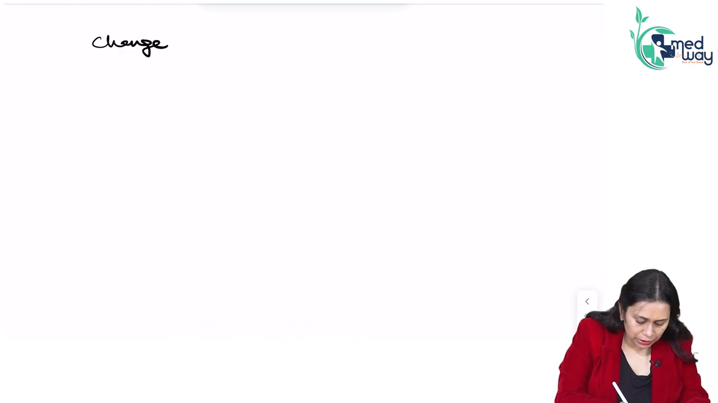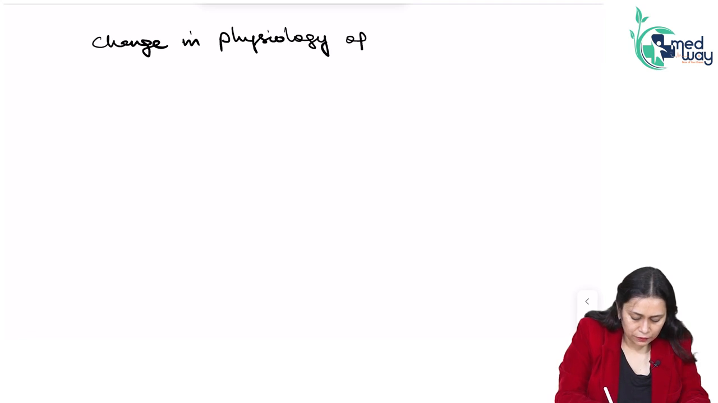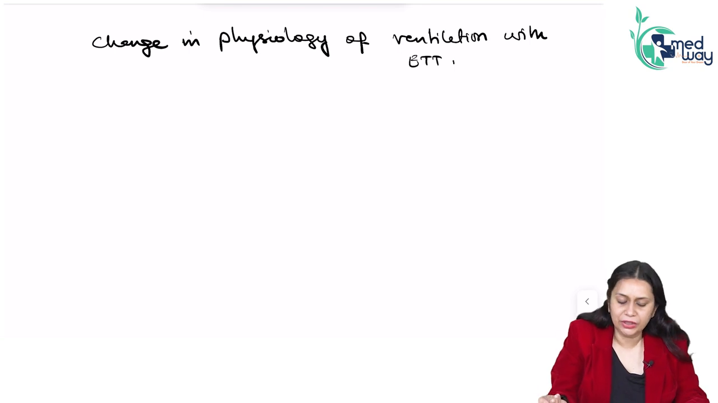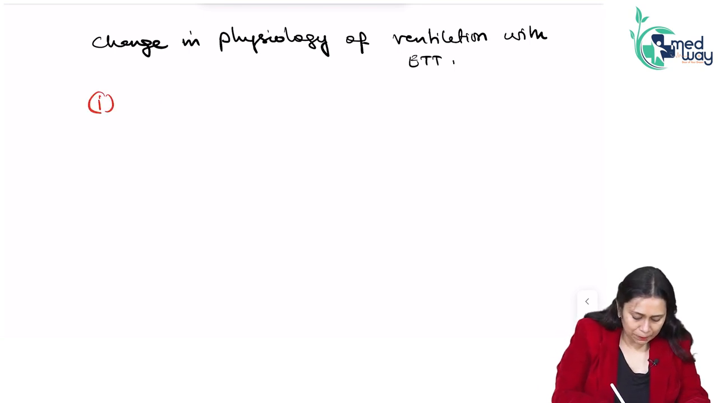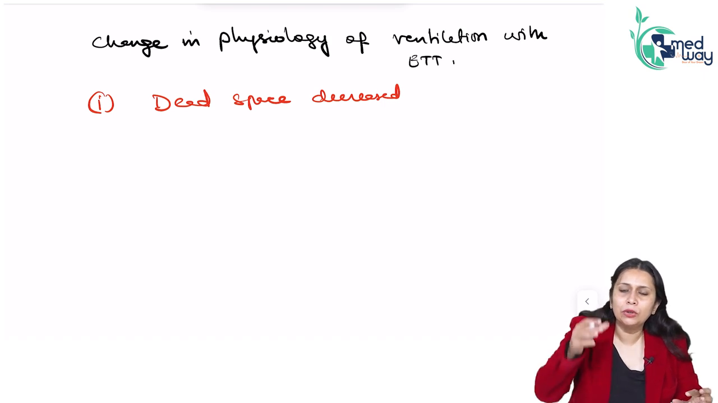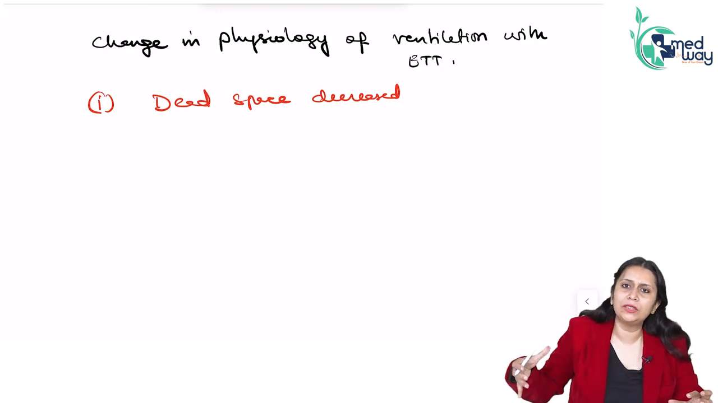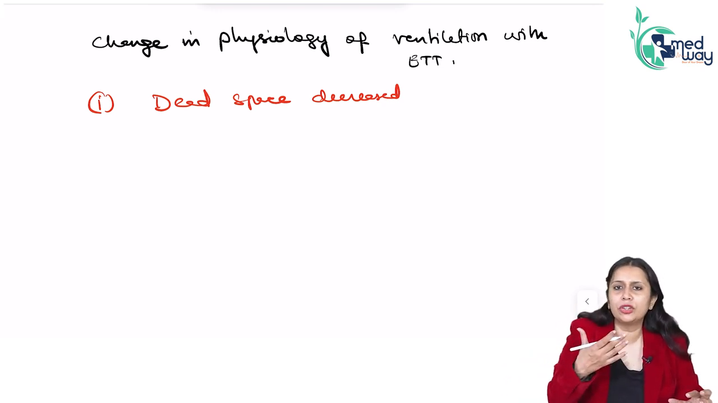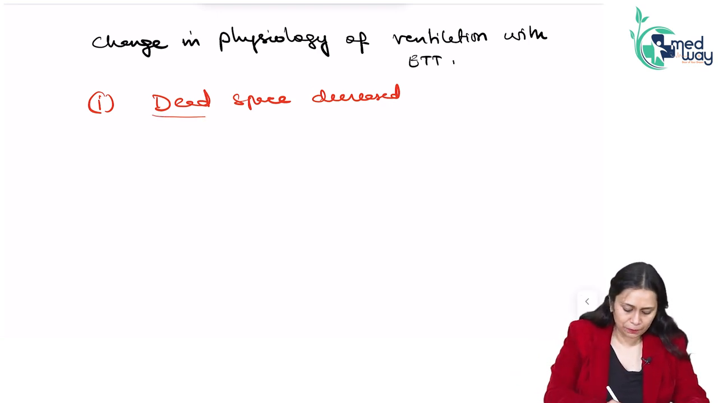Change in physiology of ventilation with an endotracheal tube. Now, two important basic changes. Number one, dead space is decreased. Dead space is the space where O2 CO2 exchange does not take place. It is from the upper airway to the respiratory bronchiole. From the terminal bronchiole onwards, the exchange starts. And maximum contribution of dead space is from the upper airway. So when you put the tube, you bypass the upper airway. So dead space is decreased.